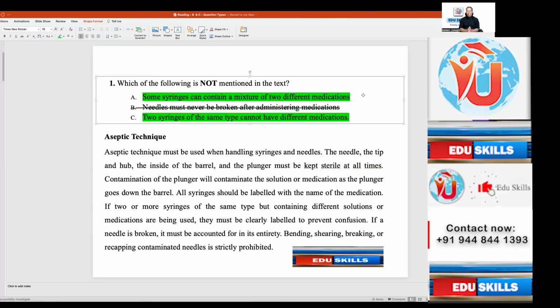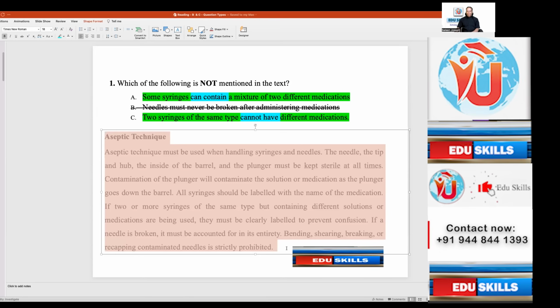When there are 4 options in C, I will show you that later. 2 will be automatically eliminated. You have 50% chance now. So some syringes can contain a mixture of 2 different medications. 2 syringes of the same type cannot have 2 different medications. So that you can understand, can contain, cannot have. So those are the opposites. Now what you have to do? You have to look into which is the right one among these 2.